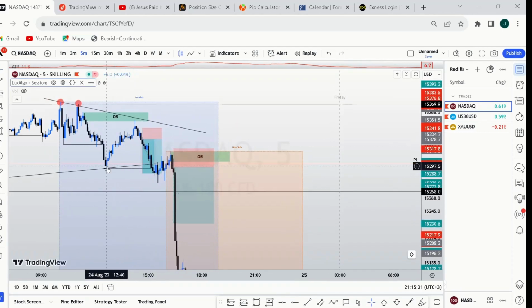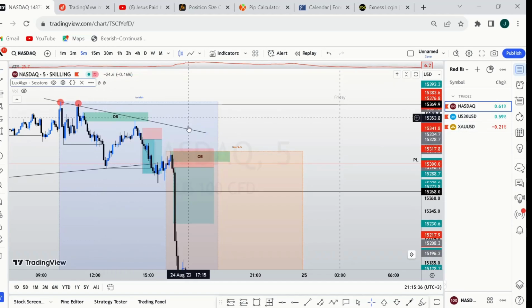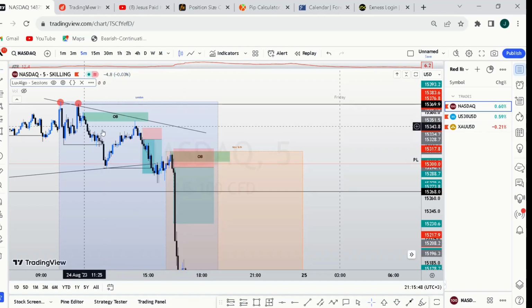So when the market broke here, I noticed we have this order block here, and this order block, of course, is a very strong order block. If you know the rules of an order block, guys, it must have an imbalance, and another block must cause the break of structure. So this order block was very valid.